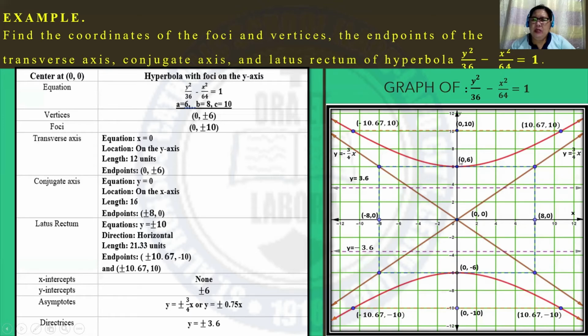And this is your focus, another focus. You draw a line passing through the focus, that is the latus rectum. And these are the endpoints of the latus rectum. And this is the focus. You draw a segmented line. This is the latus rectum, endpoints of the latus rectum. And you draw this segmented line to represent the directrix, which is y is equal to negative 3.6. The other one is y is equal to 3.6. And the equations of the asymptotes, we have y is equal to negative 3/4 x, and the other one is y is equal to 3/4 x.